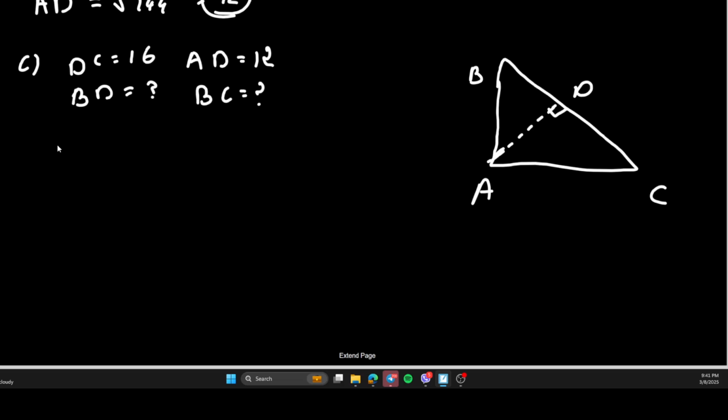Oh, is it leg times leg? No, not actually, because you don't know BA and you don't know AC. So then which theorem? Come on, the one that we use right now. So AD to the second power, the height to the second power, is going to be BD times DC. Yeah, BD times DC.